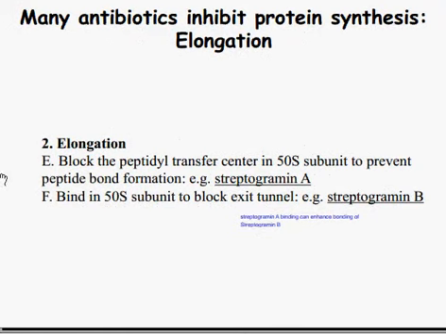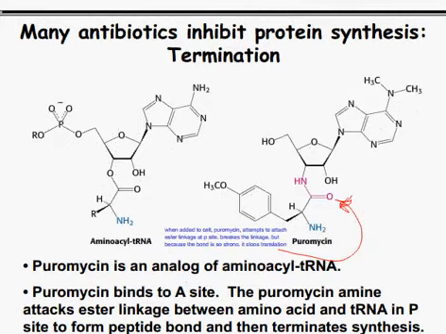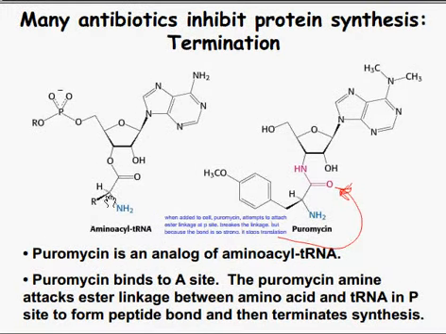Some block the peptidyl transfer center in the 50S subunit to prevent the peptide bond formation. So streptogramin A blocks the peptidyl transfer center, or blocks the 50S subunit to block the exit tunnel, which is streptogramin B, which blocks the exit tunnel. So streptogramin A binding can increase the binding of streptogramin B, so increasing the effectiveness of it. So, okay, and some even affect the termination process of the protein synthesis.